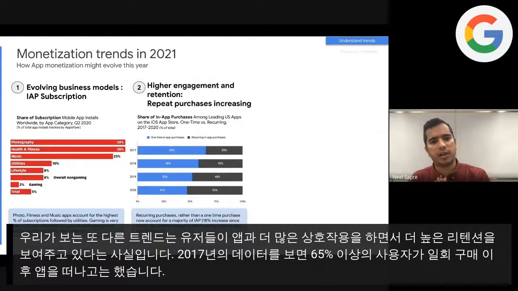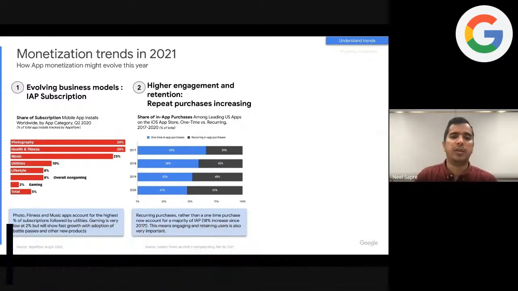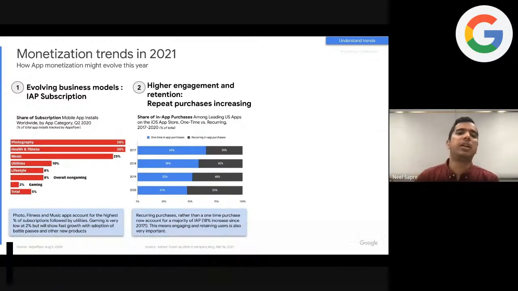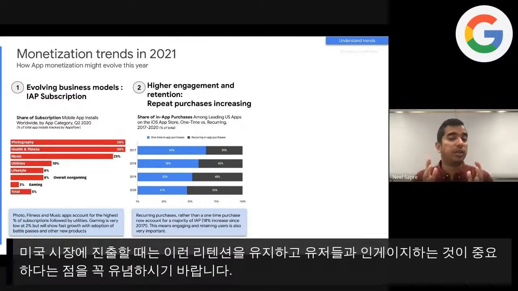If we look at 2017, 65% of the users transacted in an app once and then left the app. But let's go to 2020. We see that 53% of the users are actually making repeated purchases, one purchase after another. So what does this mean? It means that getting a user is important, but what is more important is retaining and engaging that user, because once they make a purchase in the app, there's a very high chance that they will make repeated purchases within the app. So please keep this in mind: re-engagement and retention.